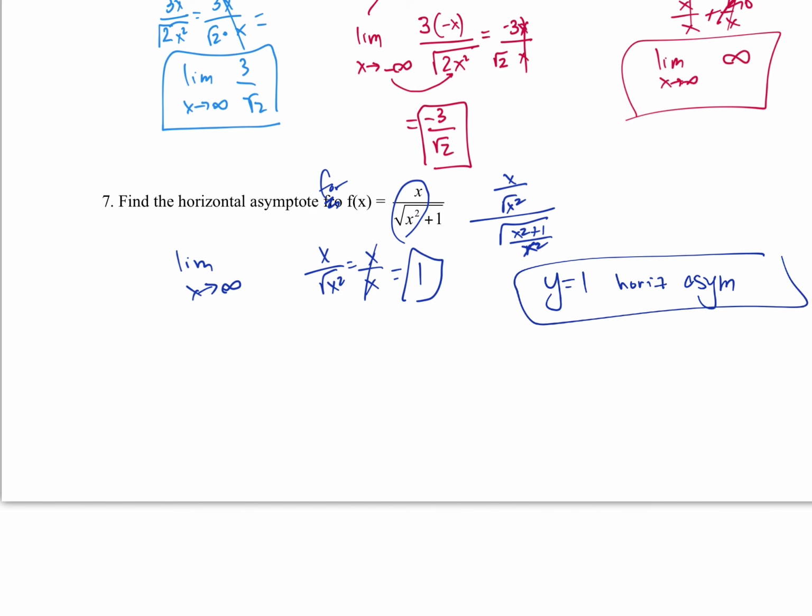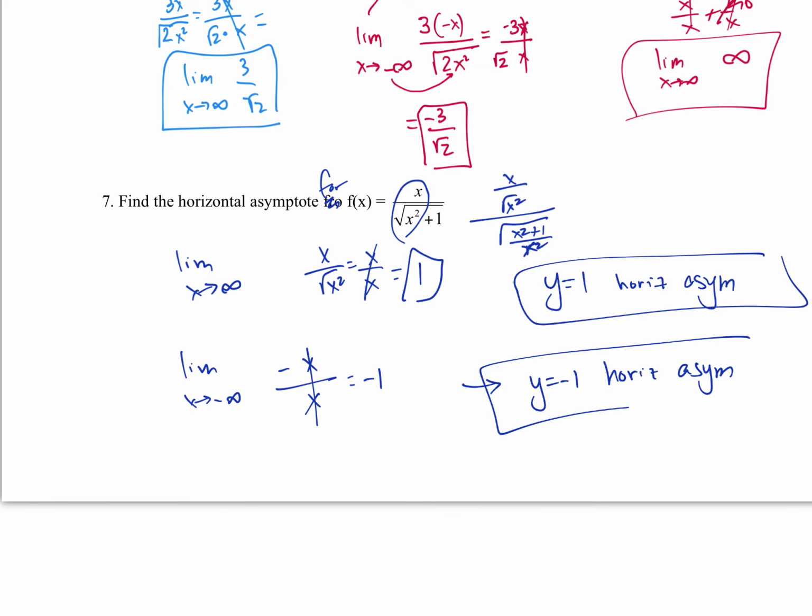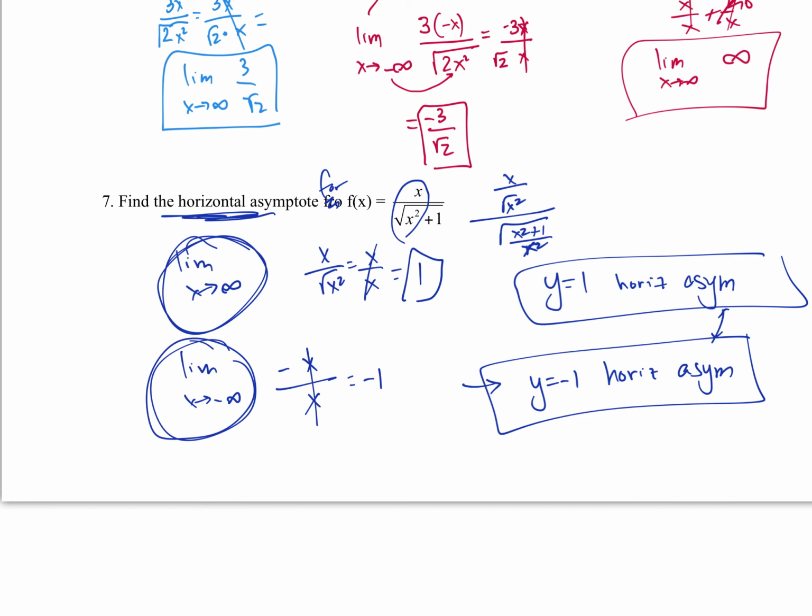Now, what if I went to negative infinity? What if we said the limit as x goes to negative infinity? In this case, the top will be negative x, and the bottom will stay as an x. So we'll get negative 1. So we can conclude that y equals negative 1 is also a horizontal asymptote of this. So we've got 2. So we had to take into account, since we're finding the horizontal asymptotes here, as it goes to infinity and as it goes to negative infinity to see what happens.